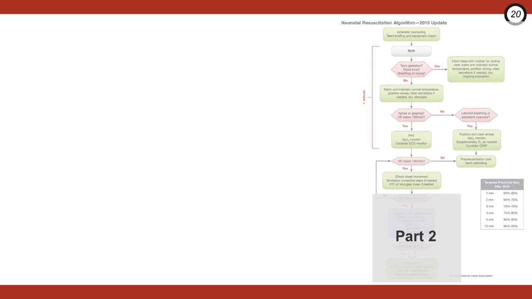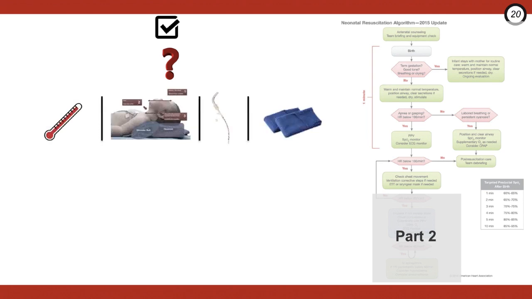Let's review. It all starts with prep. Get your team ready because things progress quickly. Assemble your team and visualize your plan. Ask yourself 3 questions on arrival: tone, term, and breathing or crying. If the answer is no, move to warming, positioning the airway, stimulating, and suctioning if needed. Next, check the heart rate. If it's less than 100, you need to move on to positive pressure ventilation.